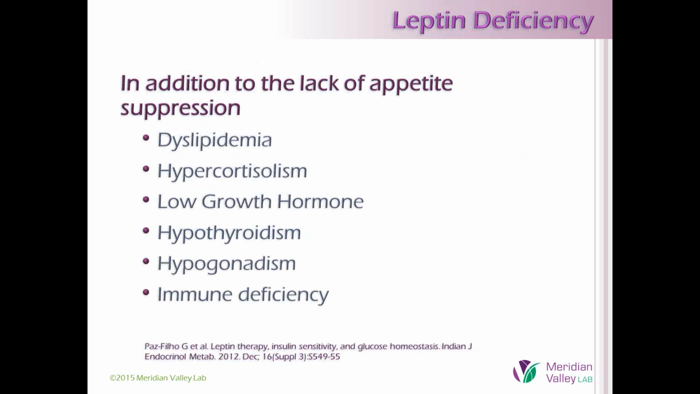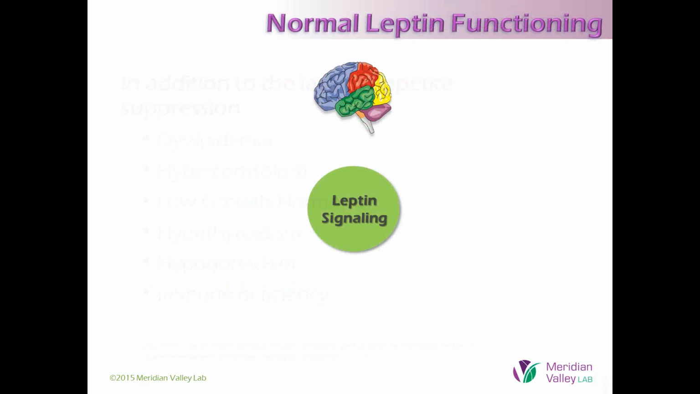We have dyslipidemia, we have high cortisol, we have low growth hormone, and of course low growth hormone is directly associated with lots of adiposity, hypothyroidism, hypogonadism, and immune deficiency. So a picture is worth 1,000 words, as they say. So here's a diagram that I hope will simplify and clarify this principle a little bit.